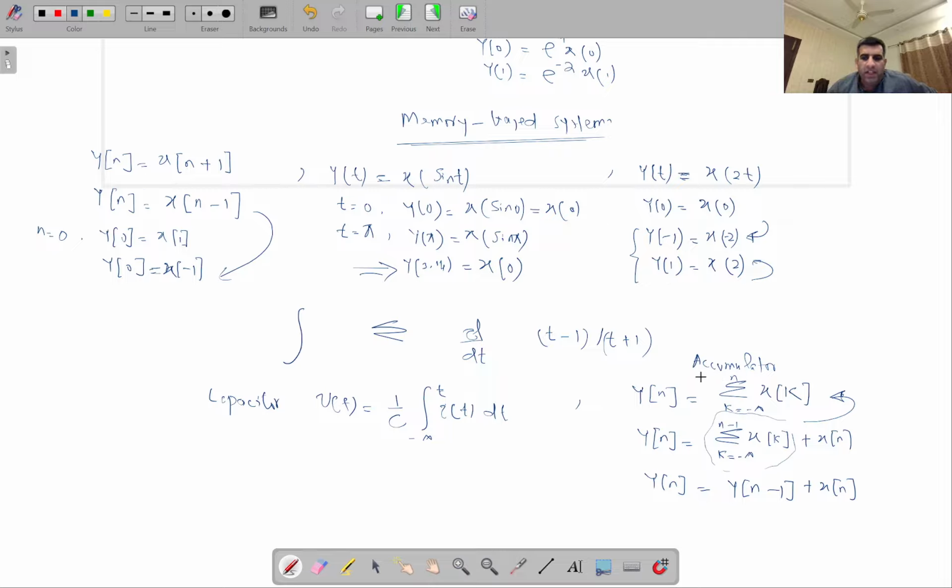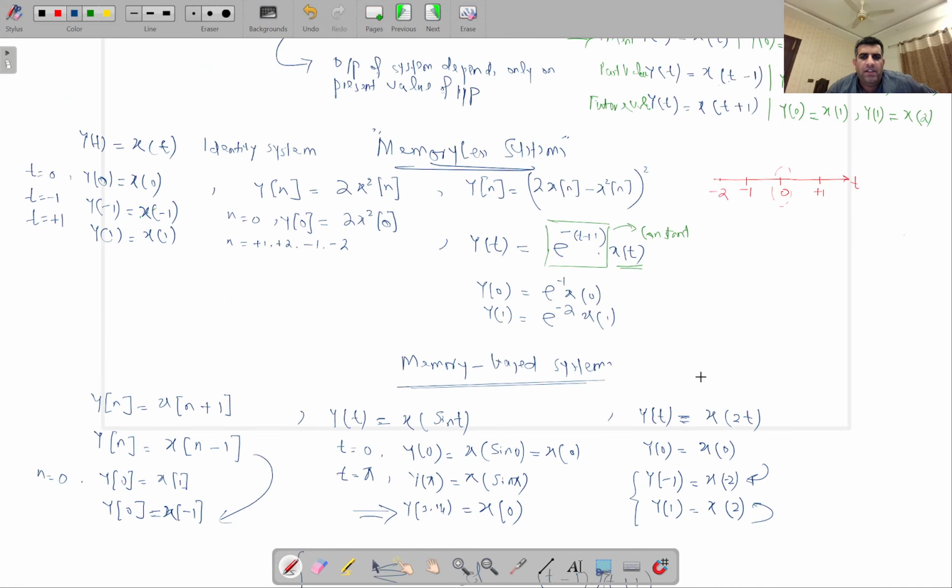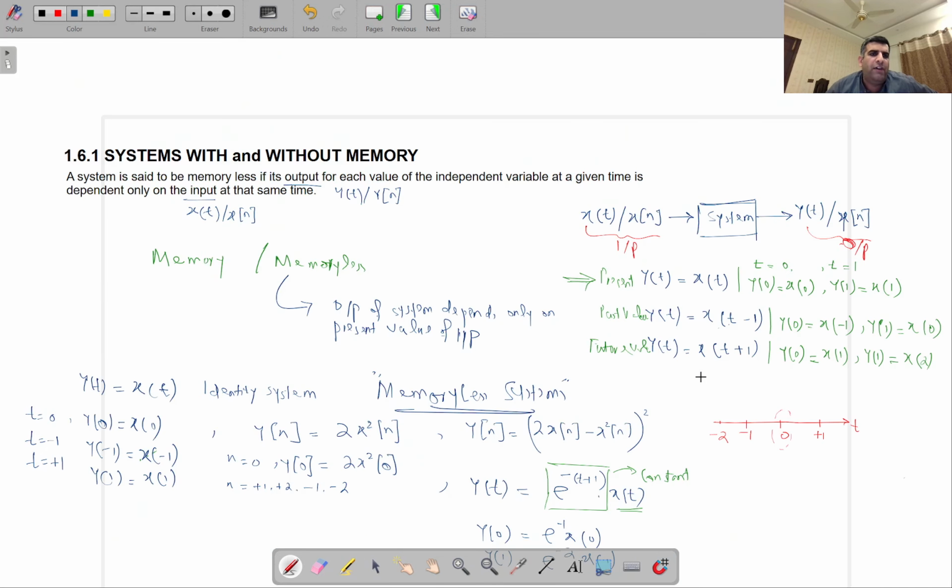So I hope things would have been very clear now with these examples. So finally, the last thing is that all those systems which have memory are also called dynamic systems. And all the systems which do not have any memory, which are memoryless systems, are also called static systems.